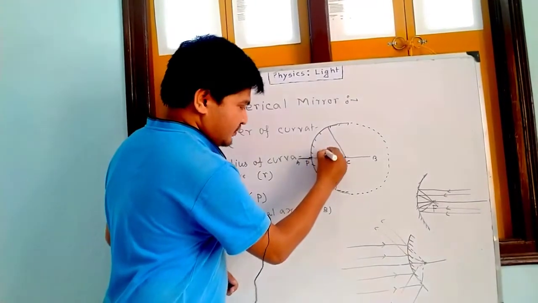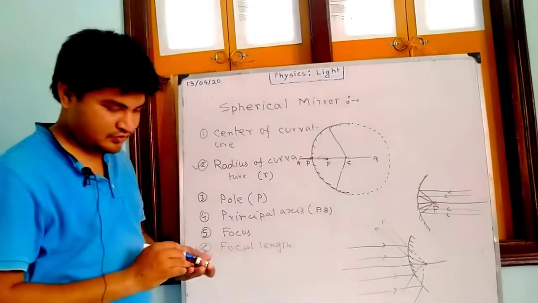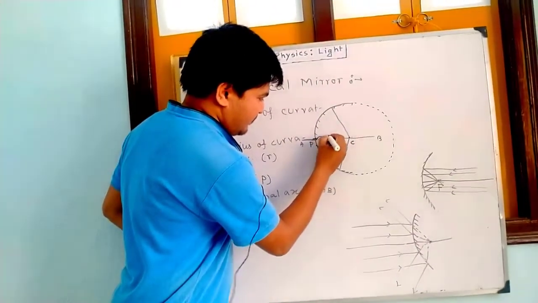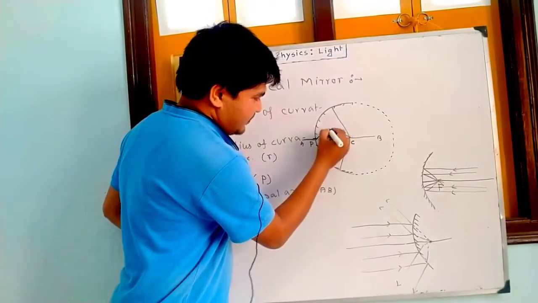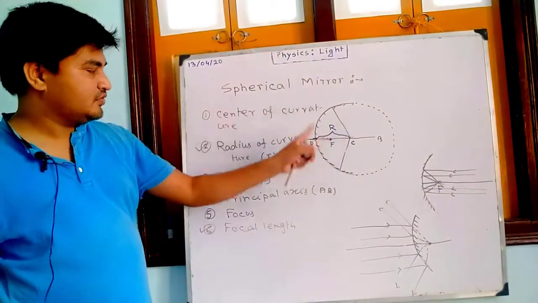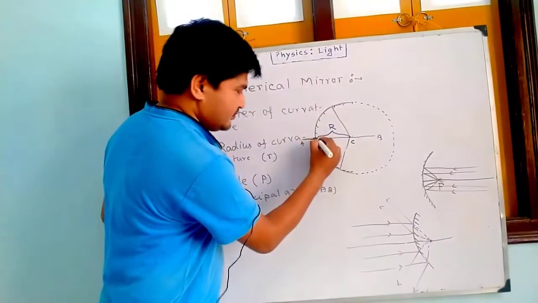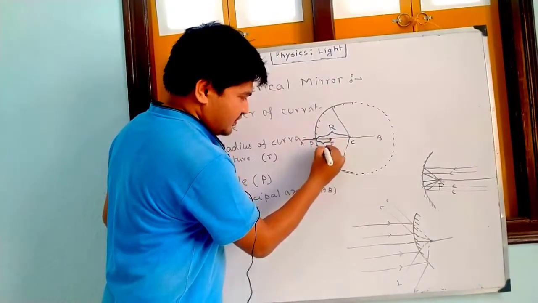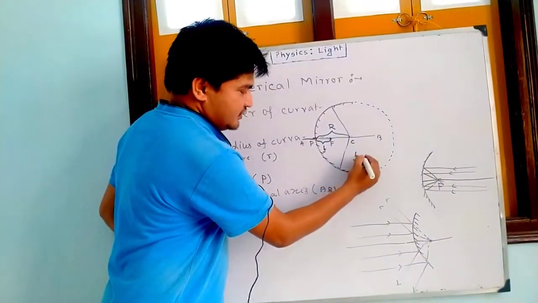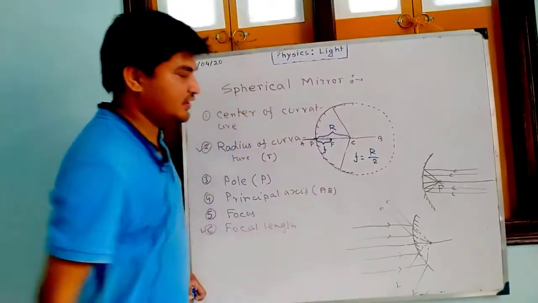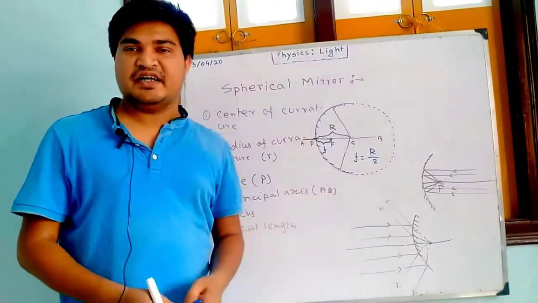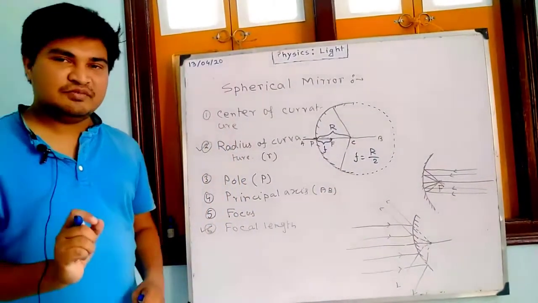This is the radius of curvature, and this is the focal length f. So what is the relation between f and R? f equals R by 2. So the focal length equals the radius of curvature by 2. The focal length of a mirror always remains half of its radius of curvature, and you must remember this relation.